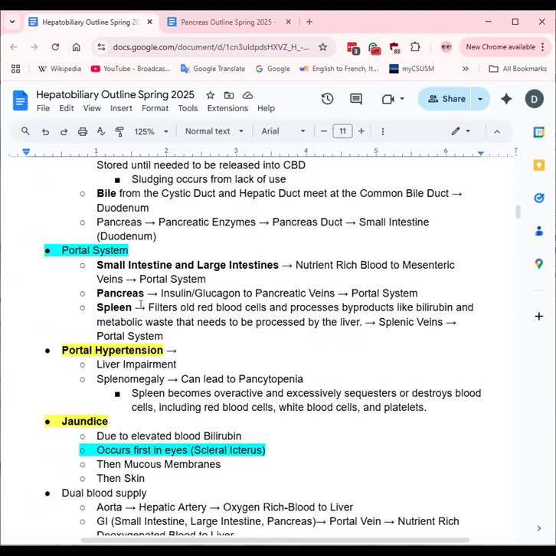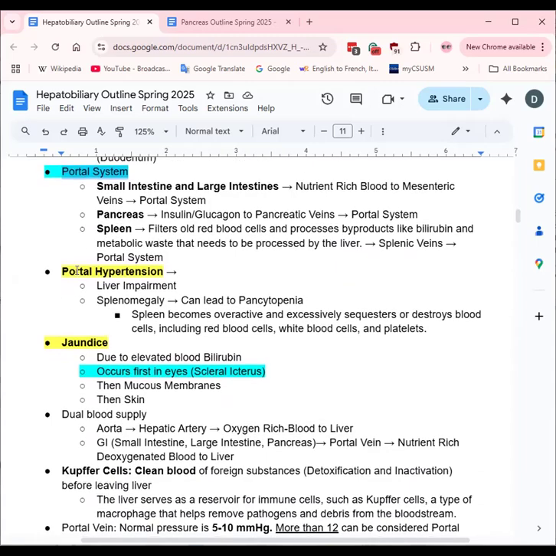And here you have stuff about the portal system that, again, you don't need to know at all. I'm not even going to go over it, but if you are someone that needs context for these things, that's the context for you. But again, anything that's in blue or blue-green, you don't have to know. What you do need to know is portal hypertension.